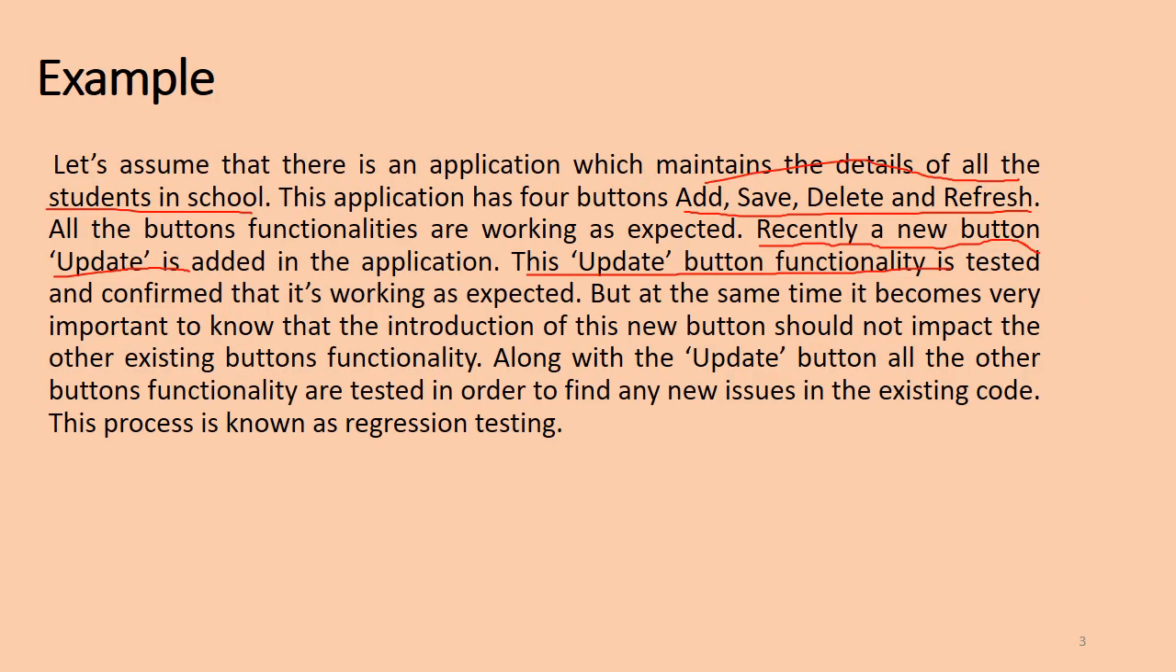Now just take an example of regression testing. Assume that we have an application which maintains the details of all the students in a school. Initially we have four buttons in this application: add, save, delete and refresh. All the buttons are working properly, performing their associated functions nicely, and there is no issue.